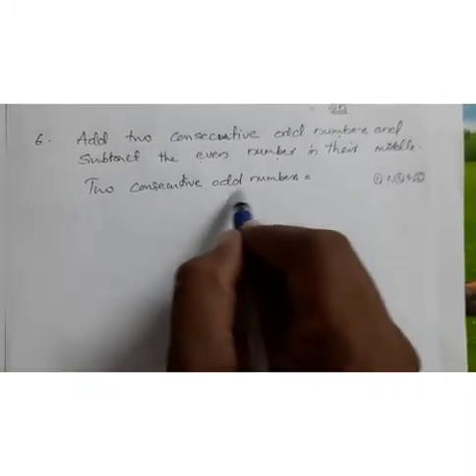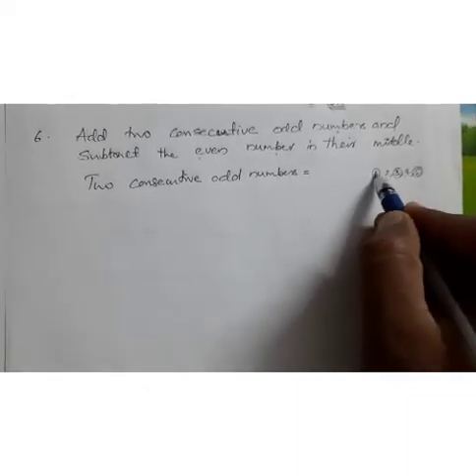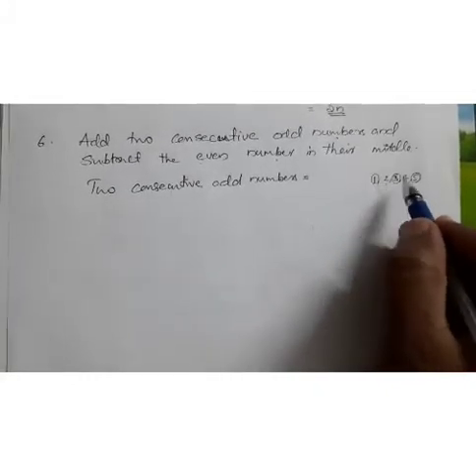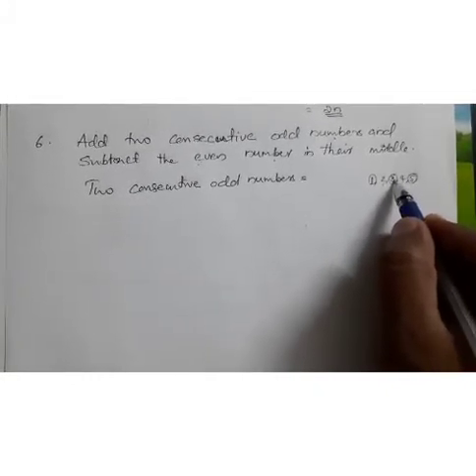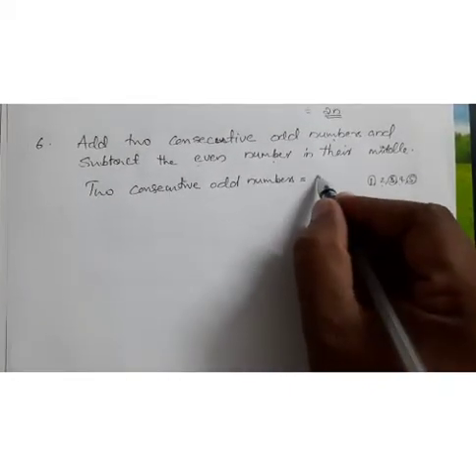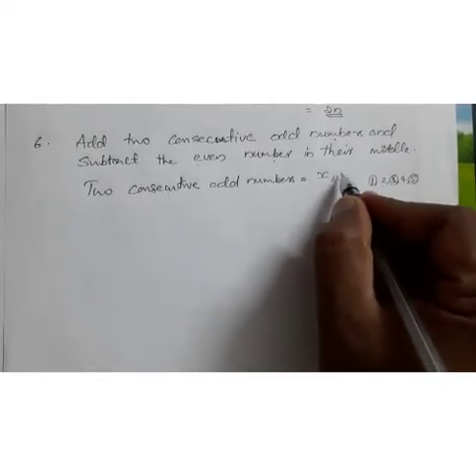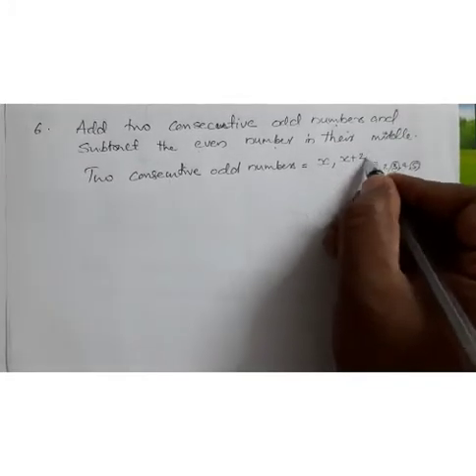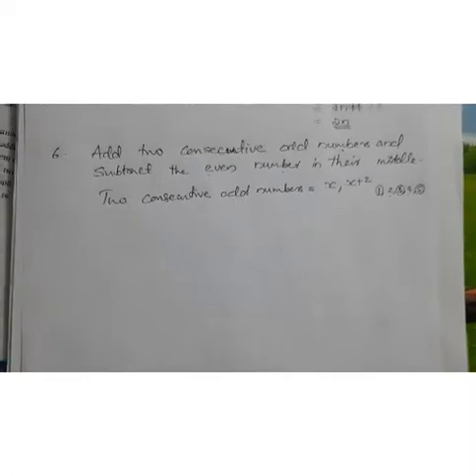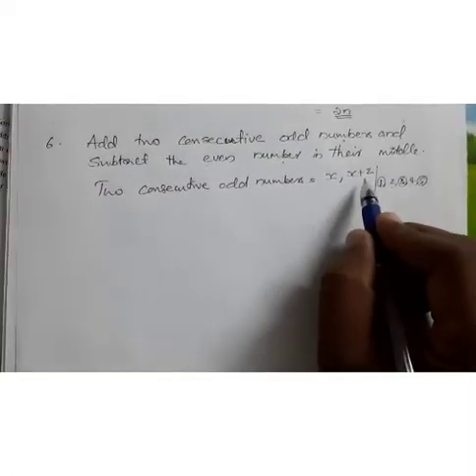So write two consecutive odd numbers. Here the first one is 1, the next one is 3. So 2 should be added to 1, you will get 3. 2 should be added again, you will get 5. So two consecutive odd numbers: consider one number as x. What is the next number? 2 should be added, then only you will get a consecutive odd number. So x and x plus 2 are the two consecutive odd numbers.